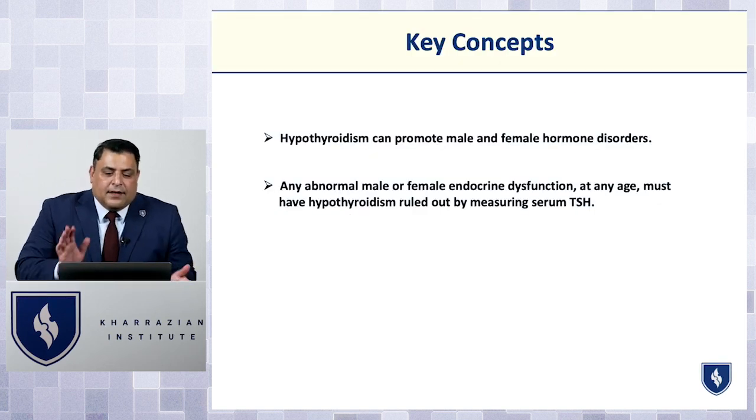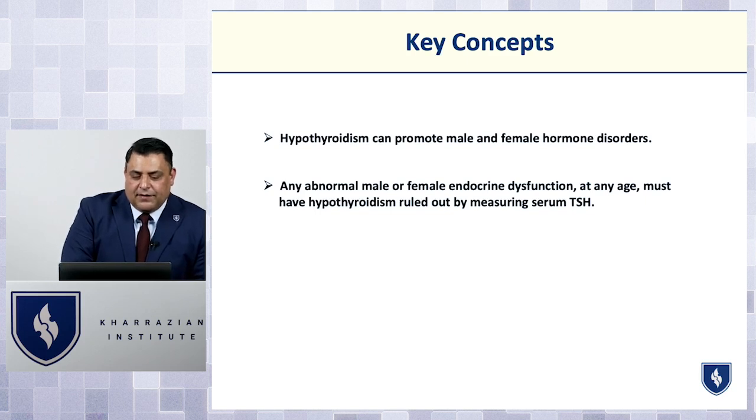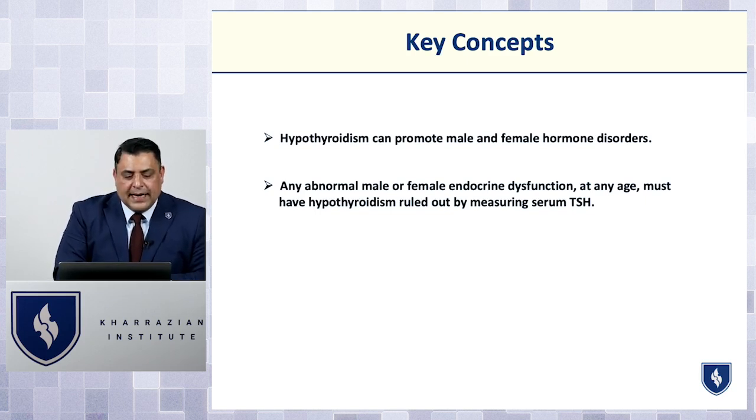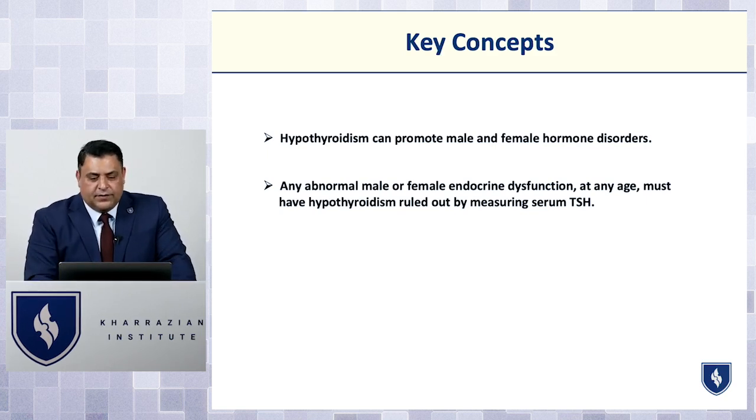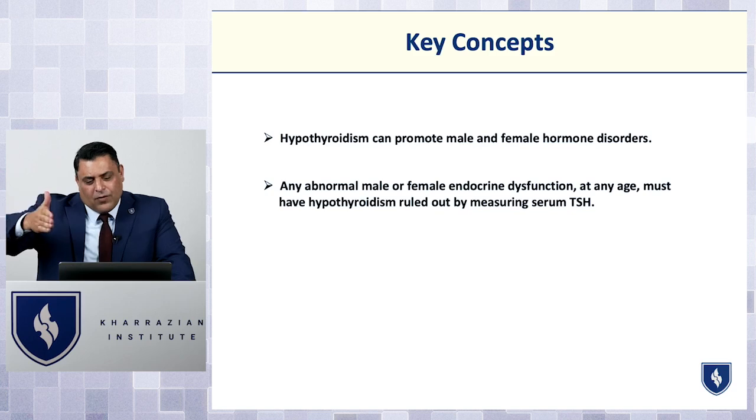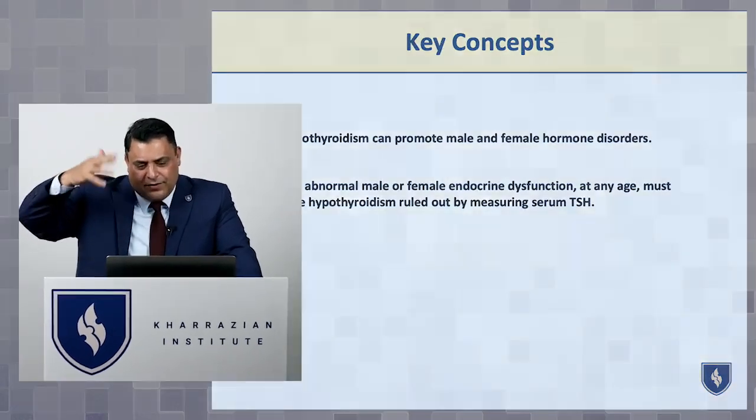Okay. Now, key concepts. Hypothyroidism can promote male and female hormone disorders. Any abnormal male or female endocrine dysfunction at any age must have hypothyroidism ruled out by measuring serum TSH levels. Now listen, people can have T4 or conversion issues or binding globulin issues and all those things. Those can also have some subtle effects. The main one you're worried about is full-blown actual hypothyroidism, high TSH. That's a for sure mechanism you need to identify.